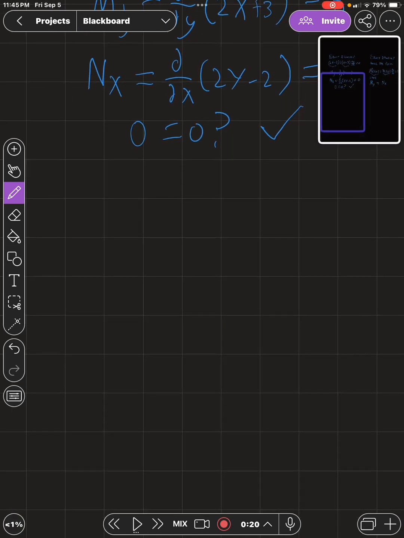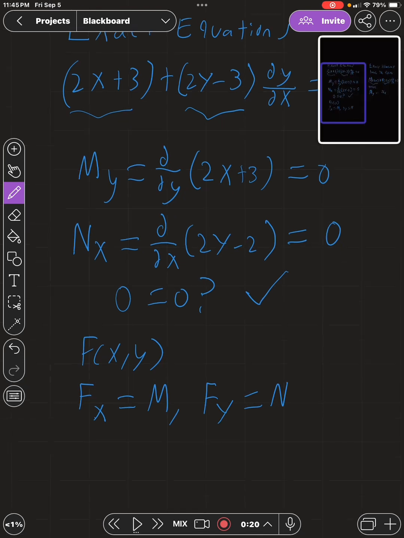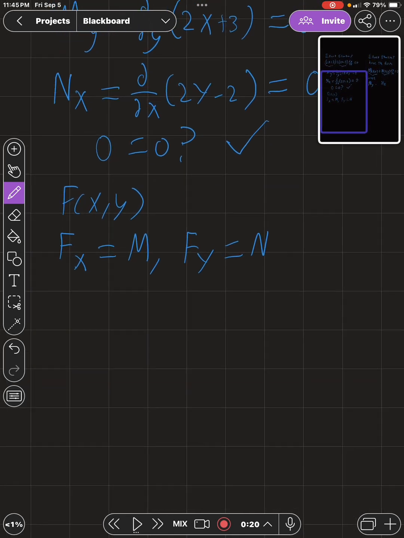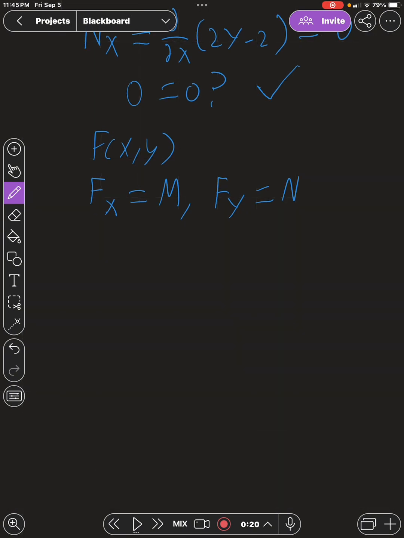Where were we? We've found out that this equation is exact, so the next step is to find a potential function. We want this potential function f(x,y) to be a solution to this differential equation. The theory says that f_x, the derivative of f with respect to x, is equal to M, and f_y is equal to N. We're going to use this knowledge to do some differentiating and integrating to find the solution. So the next step, we can integrate M with respect to x, or we can integrate N with respect to y.